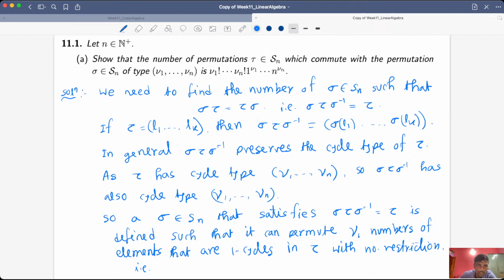And in general, nu i number of i-cycles can permute in nu i factorial ways.